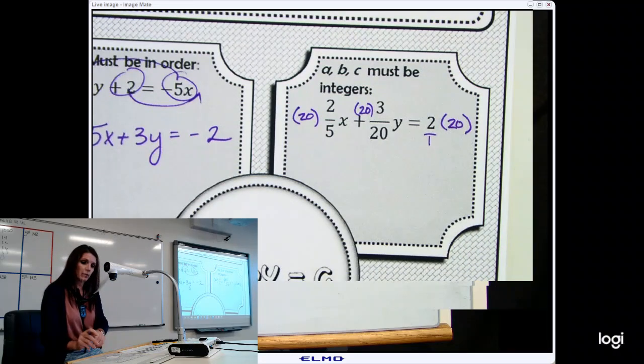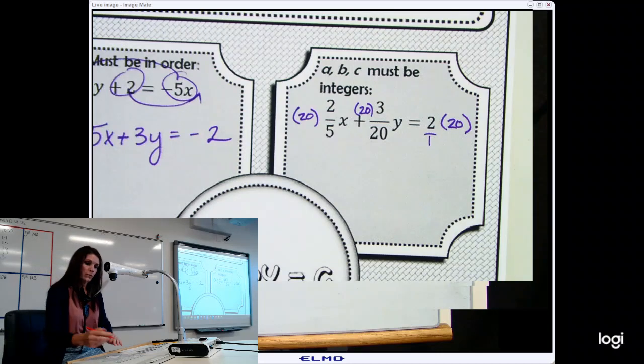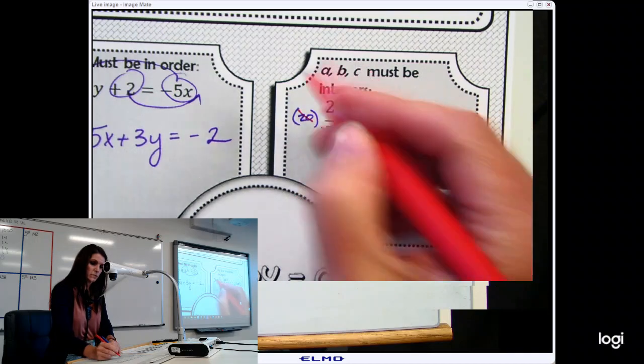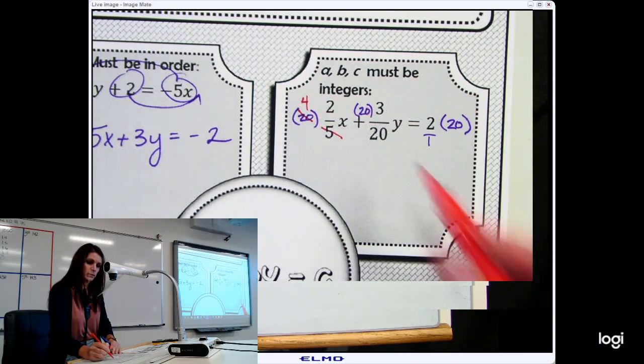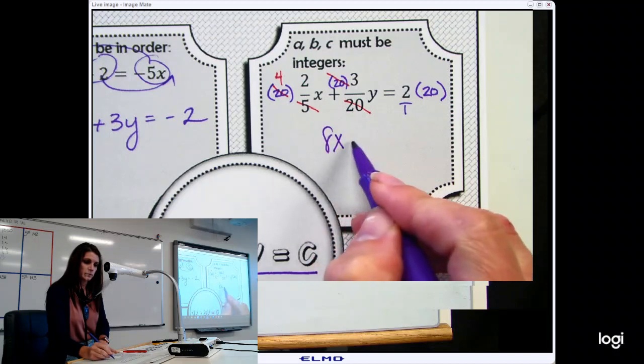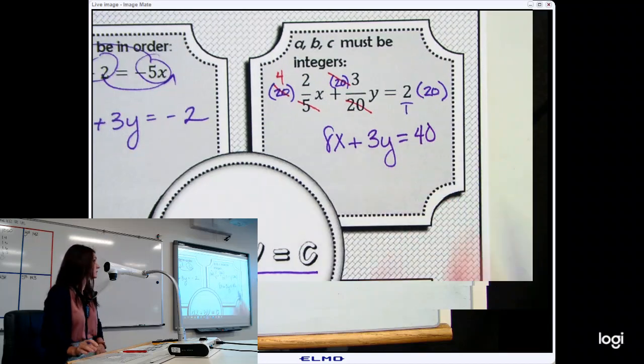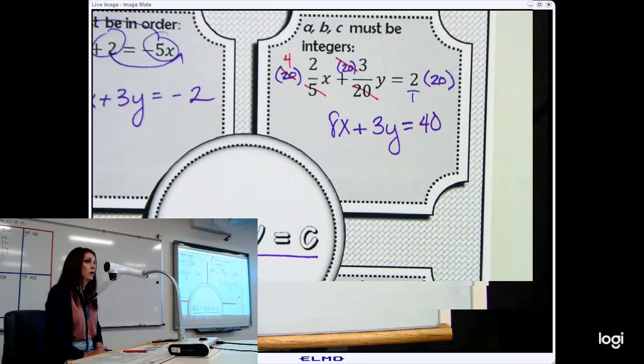I'm going to go through and I'm going to cross cancel. 5 goes into 20, how many times? 4. 20 goes into 20, and nothing to cancel on the right-hand side. So now I'll do my multiplication. 8x plus 3y equals 40. Are your fractions gone? Is it in the right order? All right, then we're in standard form.